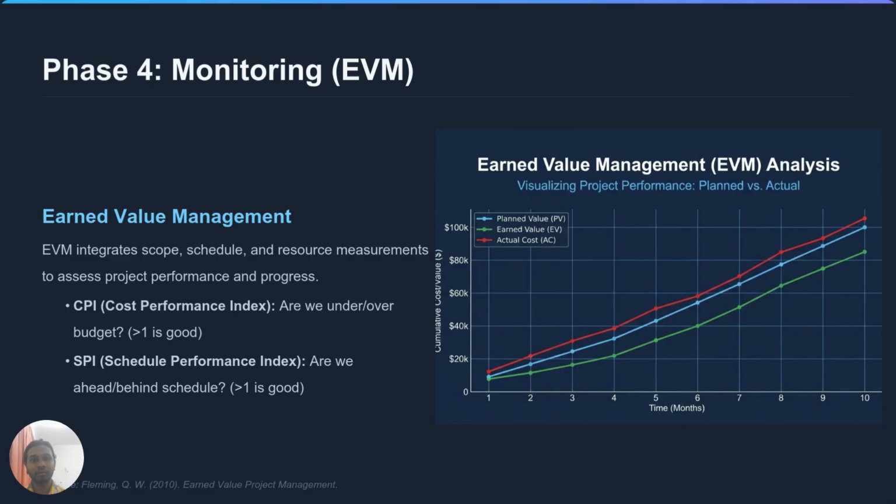While the team executes, we monitor progress using earned value management. We look at metrics like CPI, to see if we are over budget, and SPI, to check if we are behind schedule. For both, a value of greater than 1 is good.